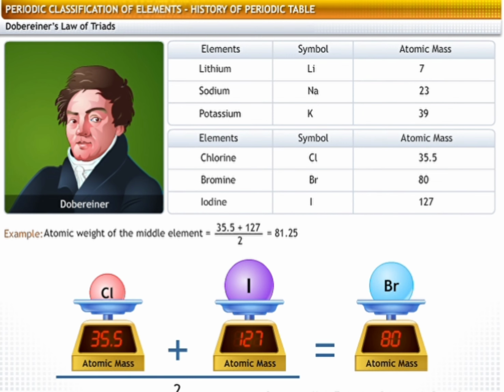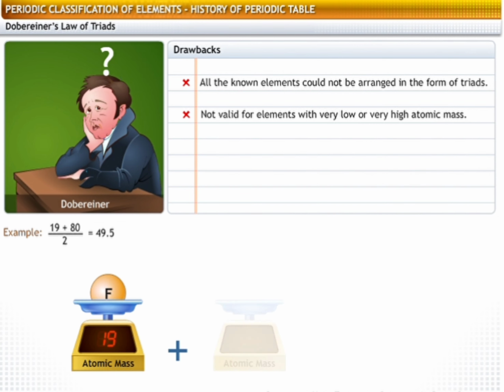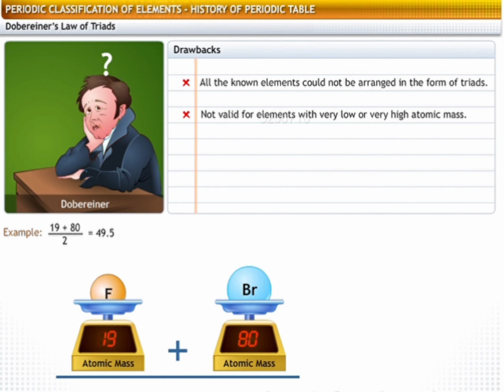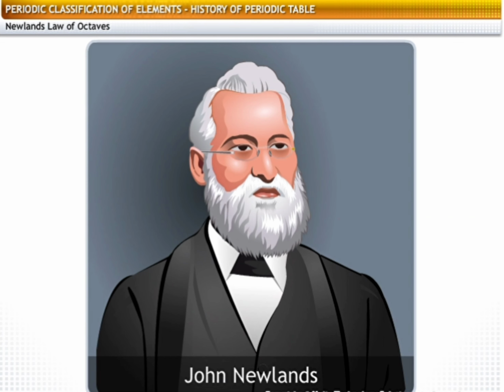While this law worked for some elements, it was not a success because all the known elements could not be arranged in the form of triads. The law did not hold good for elements with very low or very high atomic mass. For example, the arithmetic mean of the atomic masses of fluorine, 19, and bromine, 80, which comes to 49.5, varies significantly from the atomic mass of chlorine, which is 35.5. Since Dobereiner's law could not successfully group elements, the attempts at classification continued.